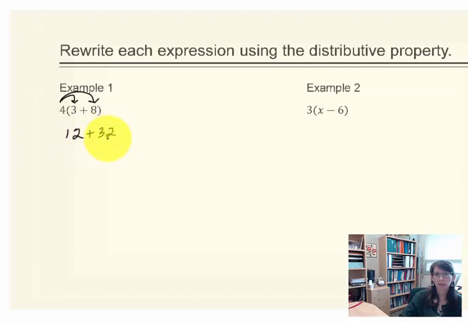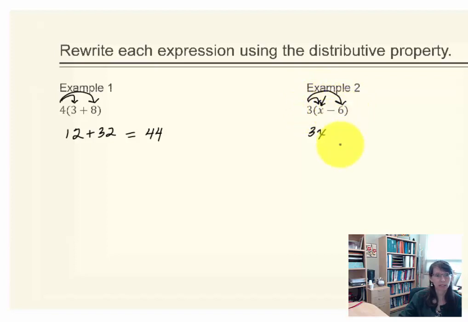Since 12 and 32 are both constant terms, we can combine those like terms to get an answer of 44. So we have completely simplified the original expression. In example 2, you're going to notice that we have a variable term x. So we will still be able to distribute 3 times x to make 3x, and then distribute 3 times our next term, which is negative 6.